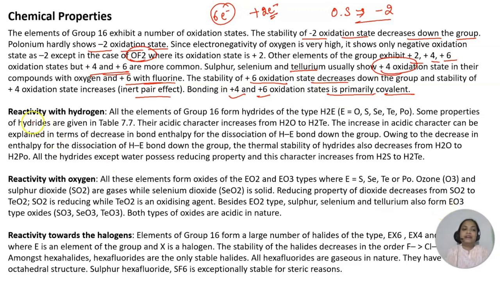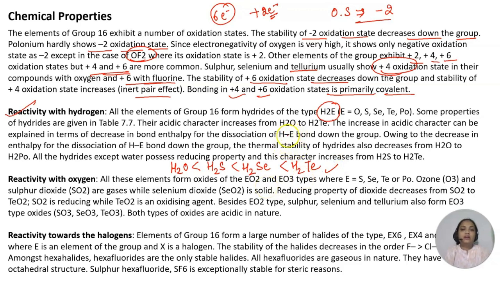Now next is reactivity with hydrogen. So it is important. They form hydrides of the type H2E. Here the question is usually asked on the acidic character. You should know that the acidic character of the hydrides will increase from H2O, then H2S, H2Se, then H2Te. So it is going to increase.